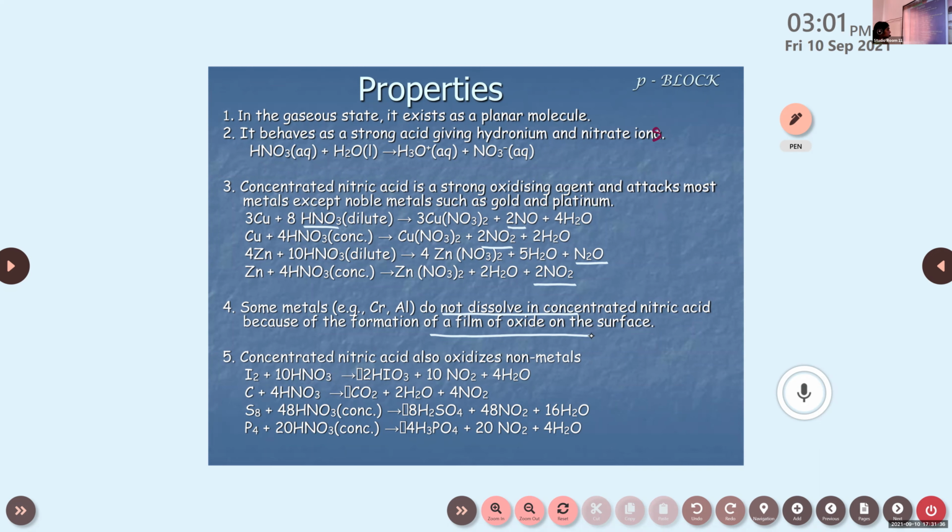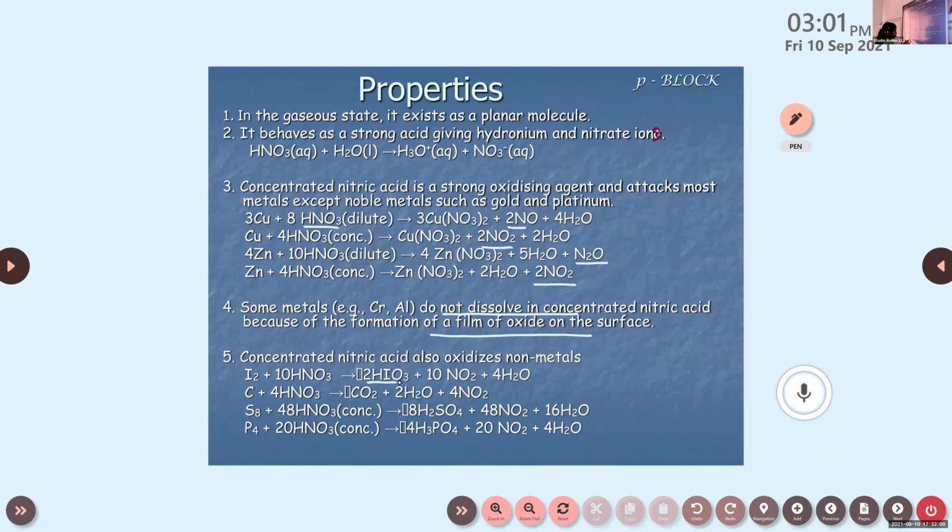Then the last property, that is, concentrated nitric acid also oxidizes non-metals. First we discussed metals. Now, non-metals. So iodine will react with nitric acid and HIO3 is formed. That is iodic acid.